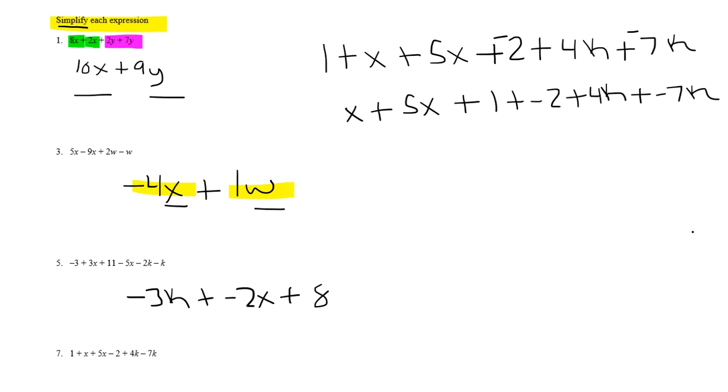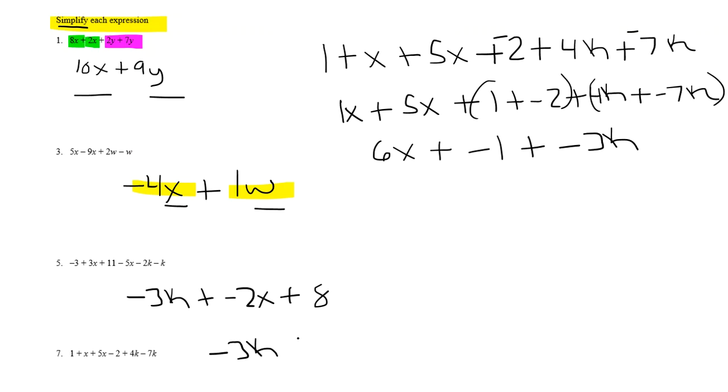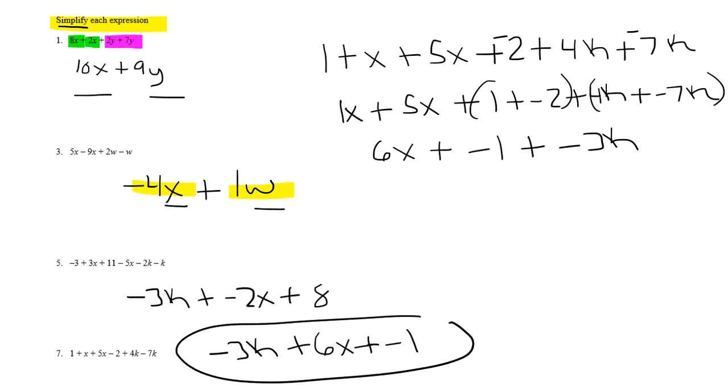Okay, and then let's go ahead and simplify this expression. A 1x and a 5x, that's going to make a 6x. A 1 and a -2, that's going to make a -1. And a 4k and a -7k is going to be a -3k. So if we arrange this so that the terms are in alphabetical order of the last name with the constant at the end, this would be our simplified expression.